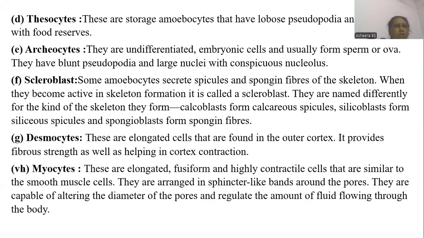Then desmocytes, these are elongated cells. They are found in the outer cortex. They give strength to the cortex region and also help in cortex contraction. Then myocytes are elongated fusiform contractile cells. Just like how smooth muscle works, the myocytes will help. These myocytes are found in the sphincters, that is near the osculum and the apopyle. They help in regulating the movement of water. When the water enters the body and when the water is moving out of the body, these myocytes will regulate.